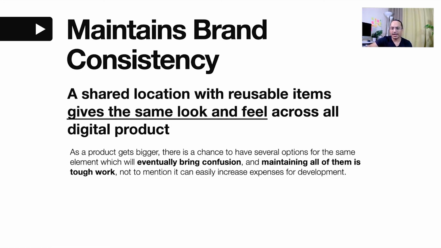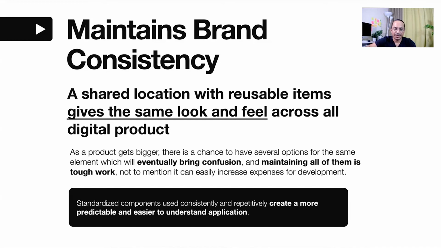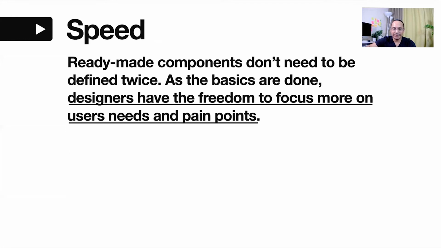As a product gets bigger, there is a chance to have several options for the same element, which may eventually bring confusion. And maintaining all of them is tough work. Not to mention it can easily increase expenses for development. So now once you have the common or defined components, what will happen? Every individual who is part of the team will use the same component. And because of that, it's easy to maintain, and there will be consistency in all the designs. So standardized components used consistently and repetitively create a more predictable and easier to understand application.